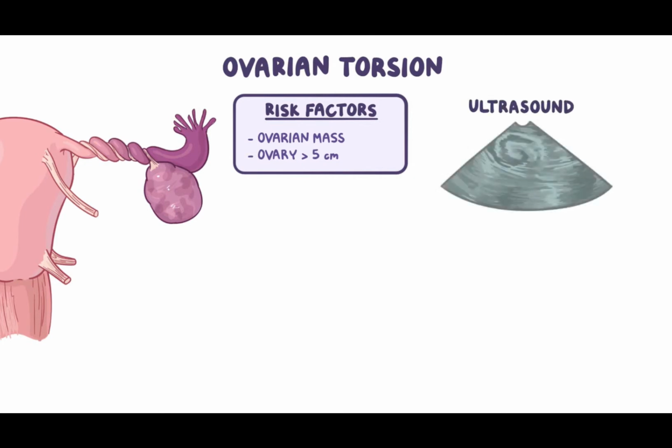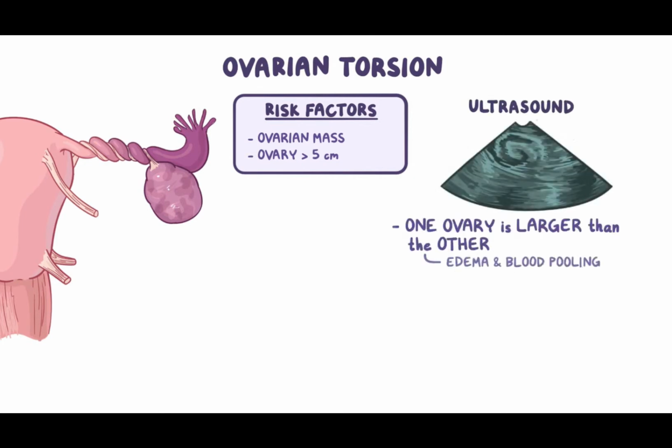An ultrasound might show that one ovary is larger than the other one, because of edema and blood pooling up in the ovarian veins. And the affected ovary might look like a twisted mass. A Doppler ultrasound shows decreased or absent blood flow within the ovary, and the whirlpool sign might be present, which is when the blood flow inside the ovarian vessels seems to flow in a spiral around the central axis.